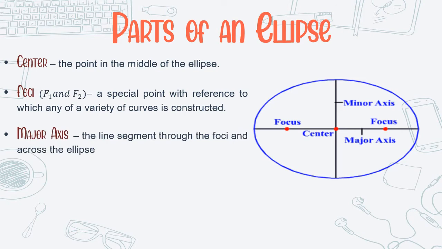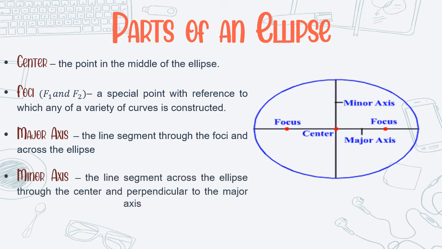The next one, we have the major axis, which is the line segment through the foci and across the ellipse. Now, as you can see in our illustration, the major axis is the longer axis or the longer segment between the two segments that you can see inside our ellipse.